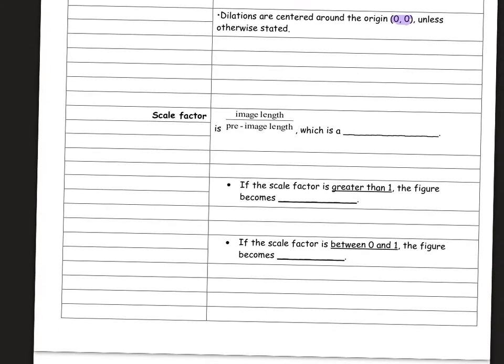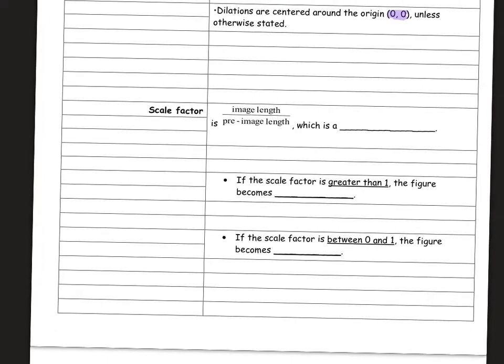Okay, so here we go. We're going to talk about scale factor now. Scale factor is the image length over the pre-image length, which is a ratio. If the scale factor is greater than 1, the figure becomes larger. And if the scale factor is between 0 and 1, the figure becomes smaller. So I want to talk about between 0 and 1. So that can be a decimal, right?